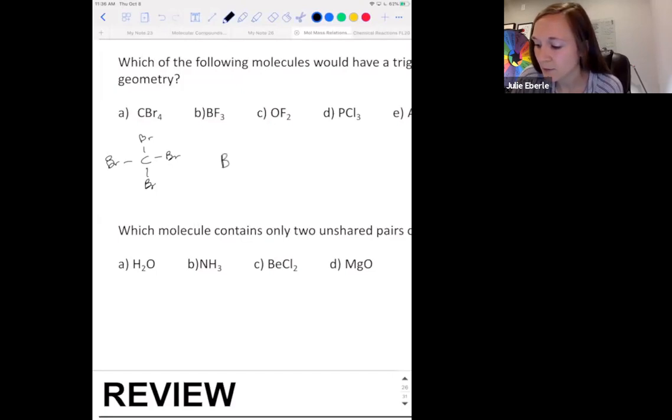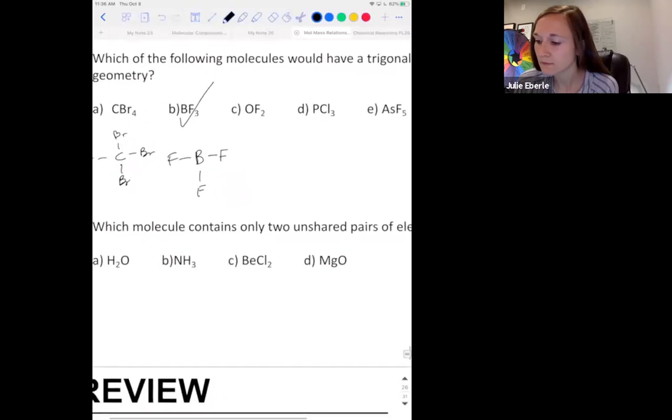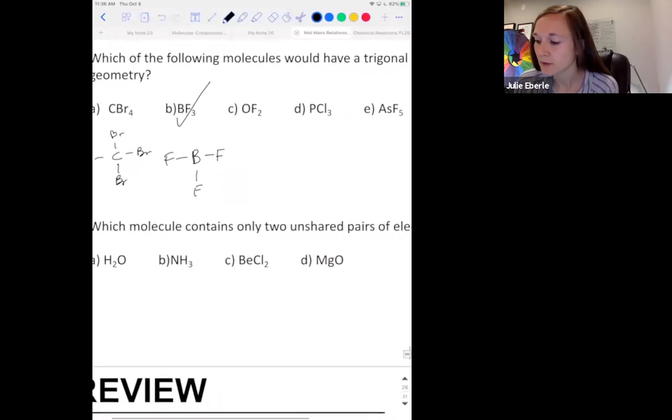Kathleen says BF3. Let's look at BF3. Boron, remember, we said boron's an exception to the octet rule. Boron can only have 3 bonds, and here it's bonded to fluorine 3 times. So does that match? 3 bonds, 0 lone pairs? Yes, it does. That one is trigonal planar. Okay, what about this one though? That one looks similar. We've got phosphorus, 3 bonded atoms. Would that one be trigonal planar?